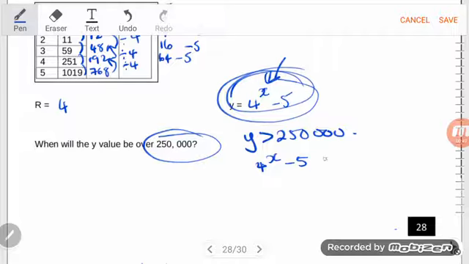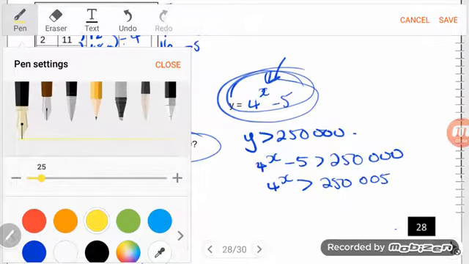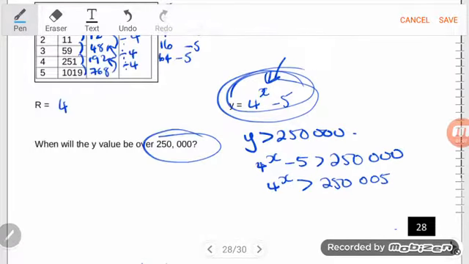4^x minus 5 is greater than 250,000. Okay, which means that 4^x needs to be greater than 250,005. Why? Because, let's see if I can get a different colour. Here we go. Got minus 5 here. So if we want to get rid of that from this side, we actually have to add 5 to make negative 5 zero. And what we do to one side, we have to do to the other side. So that means 250,000 plus 5 is going to be 250,005.